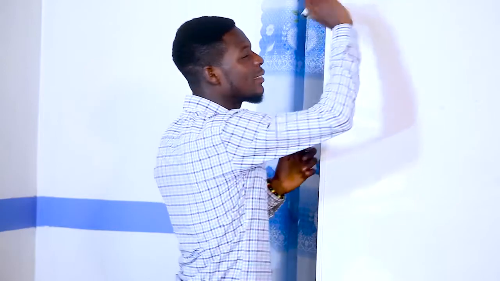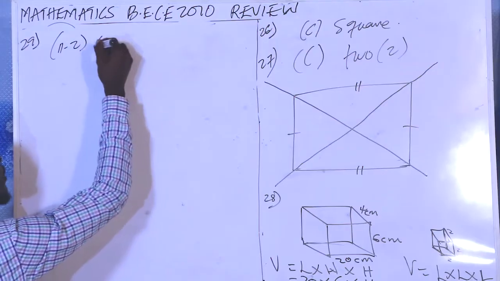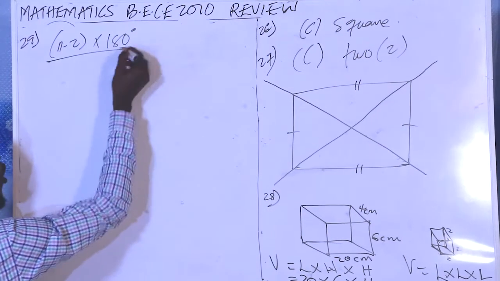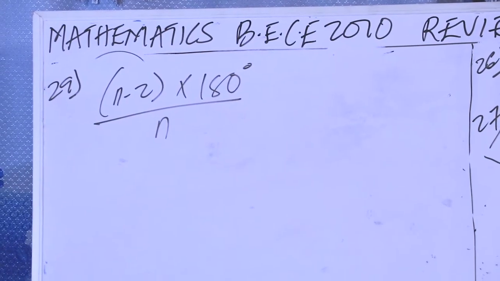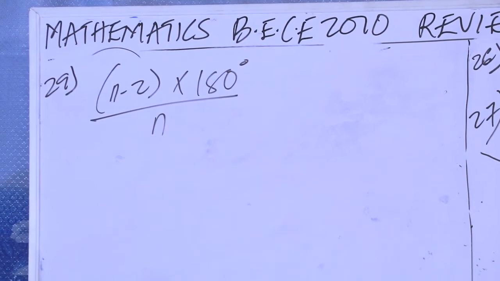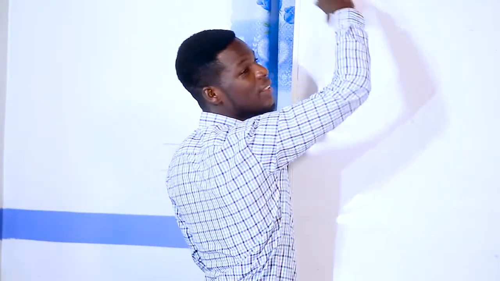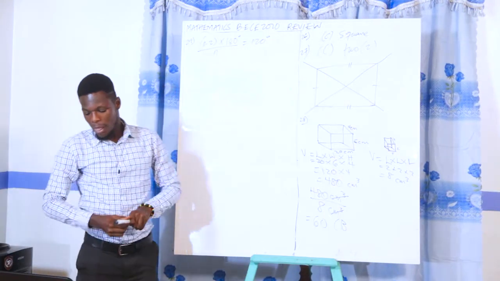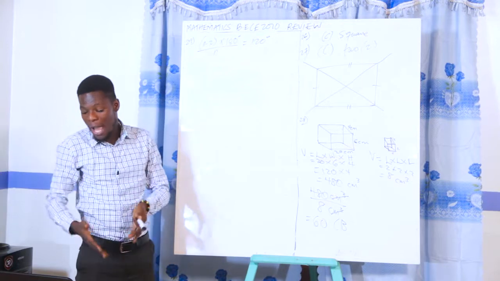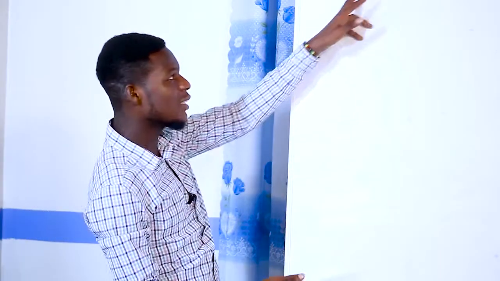So the formula is (n minus 2) times 180 degrees all over n, where n is the number of sides. Now, this question says the interior angle of the regular polygon is 120 degrees. Find the number of sides, or how many sides has the polygon, which is n. So indirectly, we are calculating for n.